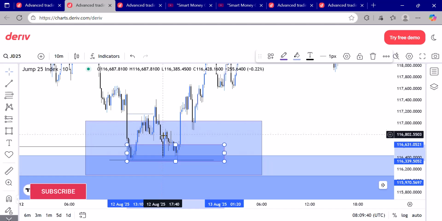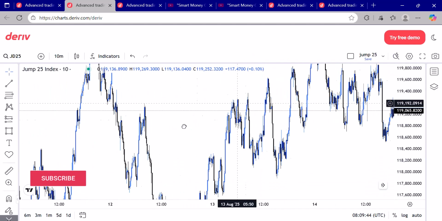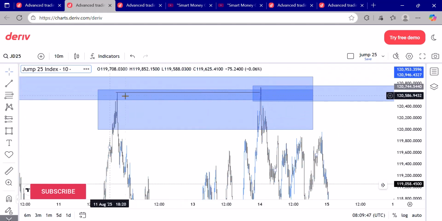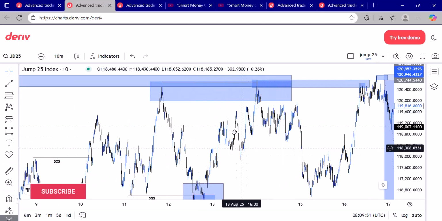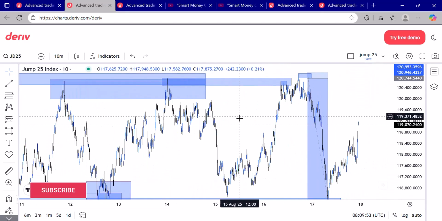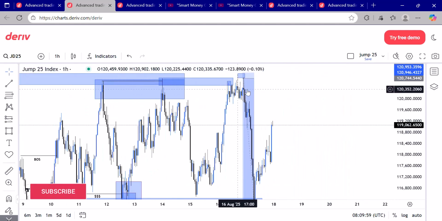So price came in, tapped into our other block, and then it went up massively. It went and got to the spot. So this is how we would have spotted that buy. Massive move up. Okay, and there is also another entry that we took. This sell, we took this sell.